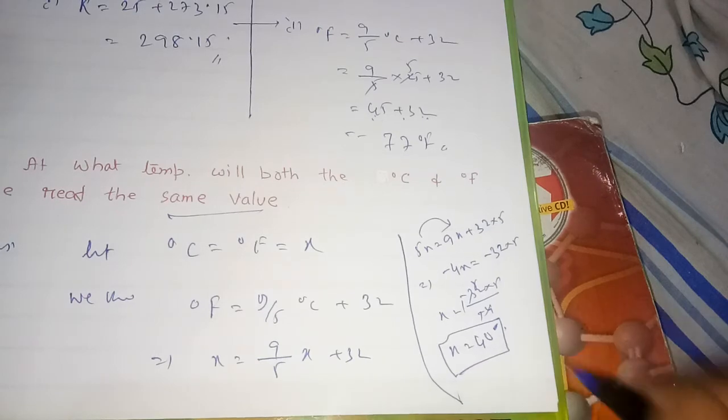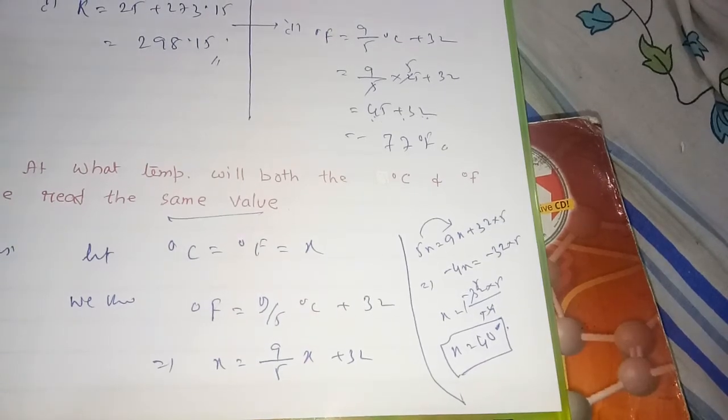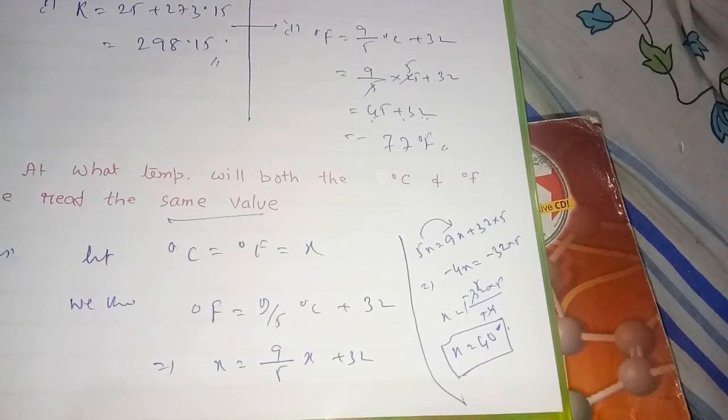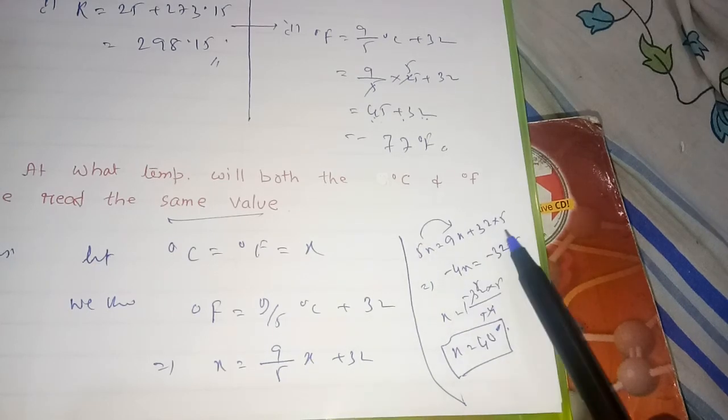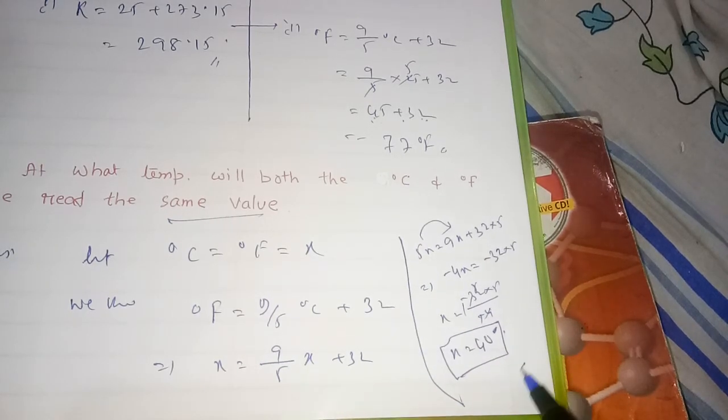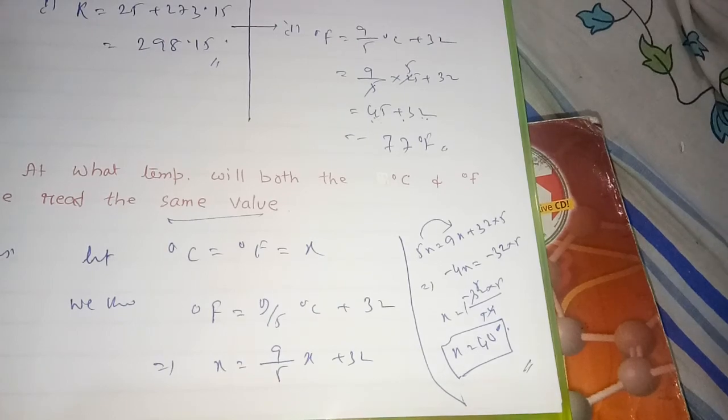minus 40 is your answer. At minus 40 both your degree Celsius and Fahrenheit scale read the same value. Just student, calculate whether that was correct. 5x, 9x, 5x, 4x and this one minus is okay. So up to this, student, thank you.